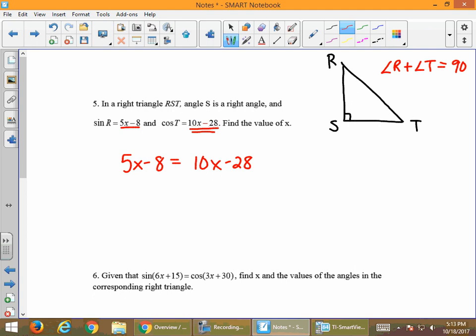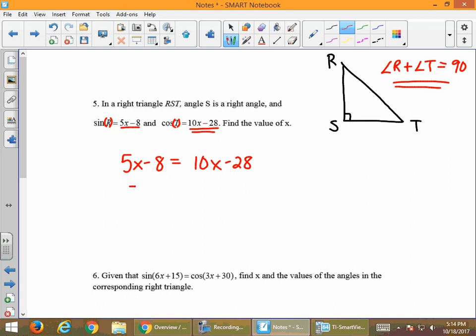Now, some of you may be thinking, why did I not add these together and set it equal to 90? That's because this problem is different. I said the sine of the angle right here, angle is R, angle is T. R plus T equals 90. I see that over here. Right? R plus T does equal 90. But the sine of R and the cosine of T are equal to one another. So I can set these two things equal.